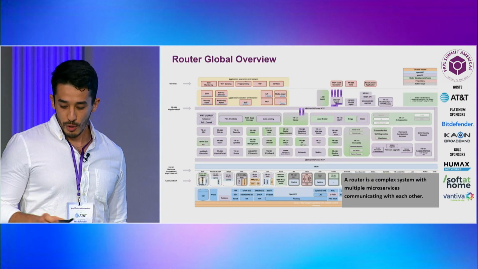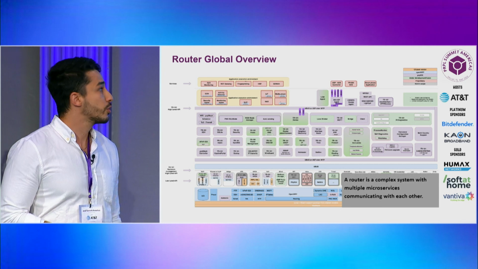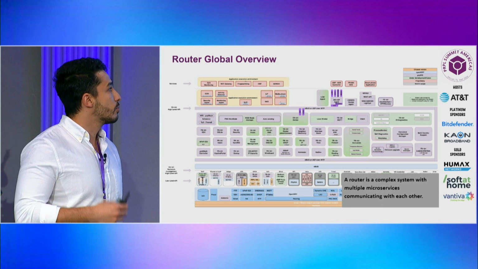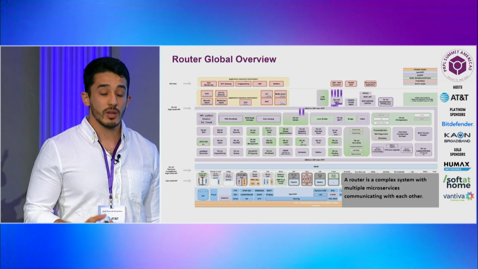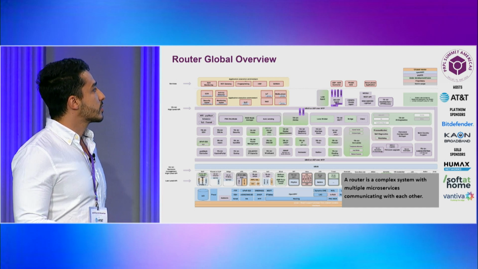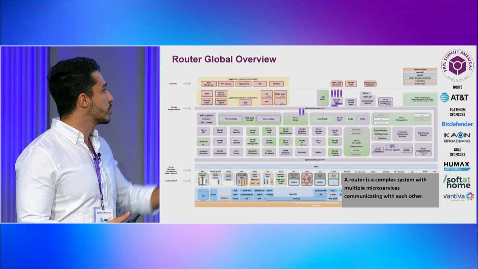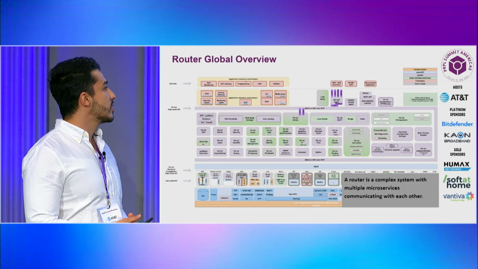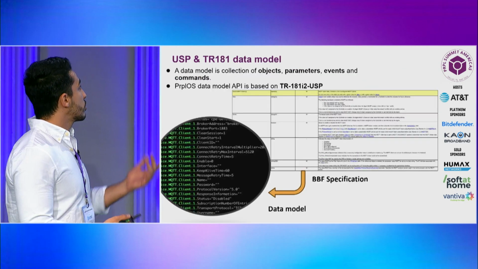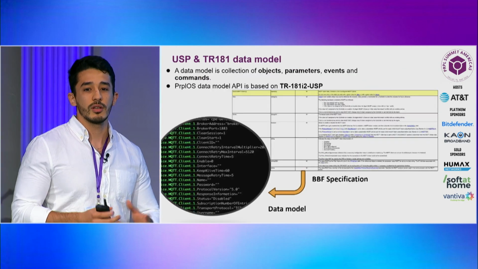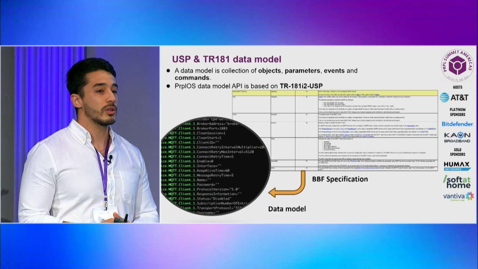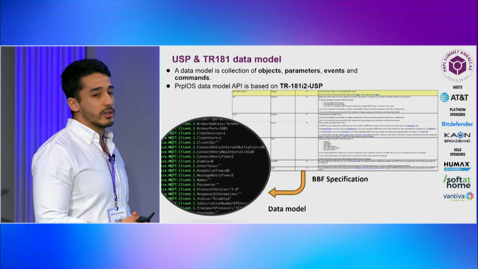As you know, most recent routers support more and more new features like smart Wi-Fi, QoS, and some other cloud features. This is what makes the software of a router more and more complex, because it contains a lot of microservices, and all these services need to communicate between each other. Thanks to the Broadband Forum, we have a unique way to define all these services, and this definition is described in the TR-181 data model.